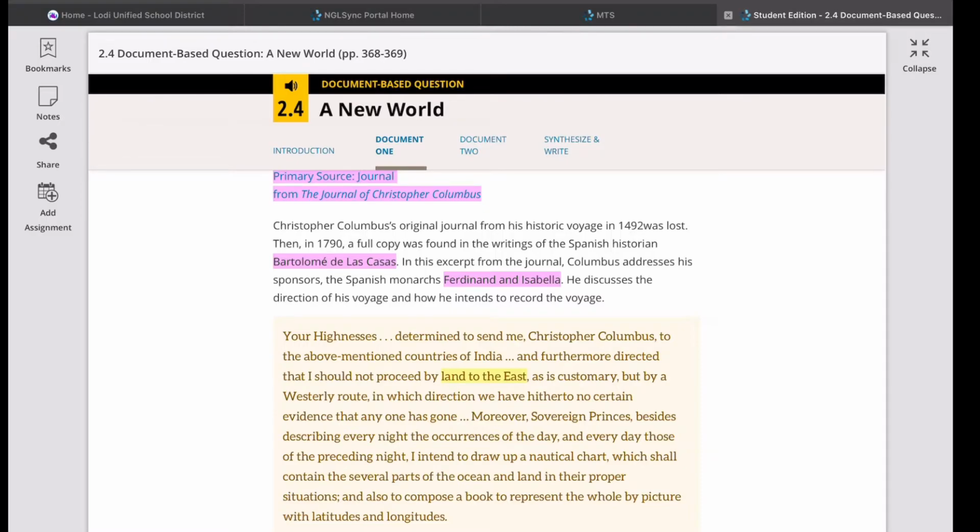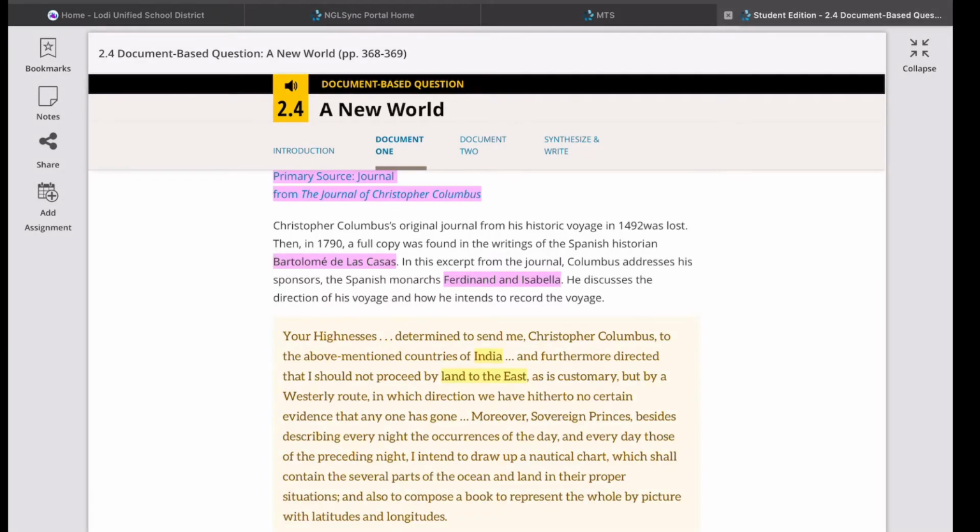Now let's take a look at the actual excerpt from the Journal of Christopher Columbus. Obviously, this is translated into English. He said, "Your Highness determined to send me, Christopher Columbus, to the above-mentioned country of India." Actually, he said countries of India. "And furthermore directed that I should not proceed by land to the east, as it is customary, but by the westerly route, in which direction we have hitherto no certain evidence that anyone has gone.